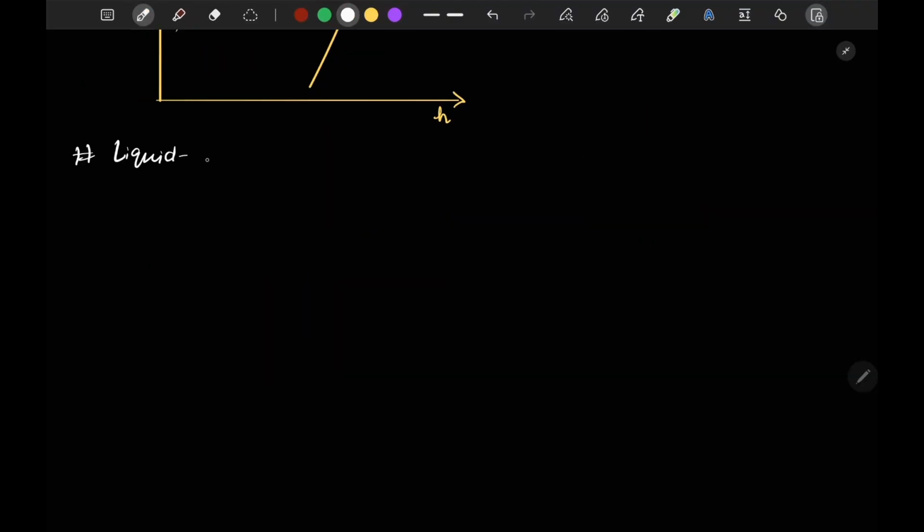Liquid vapor heat exchanger. In the case of a liquid vapor heat exchanger, it is also called LVHE. We will see how it is attached to our system, and how our PV, TS and pH curves change in the presence of this liquid vapor heat exchanger.